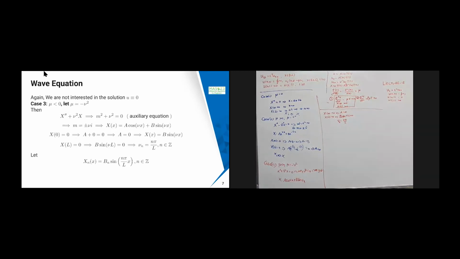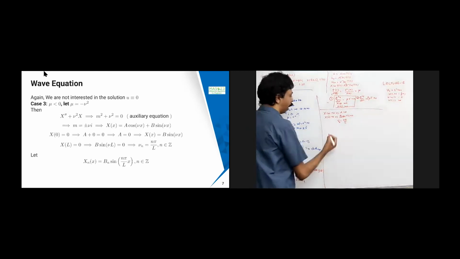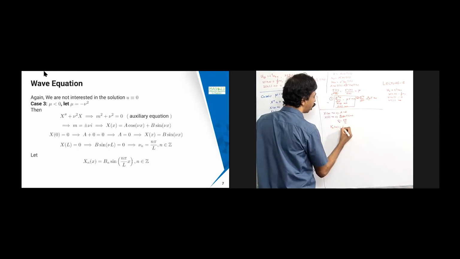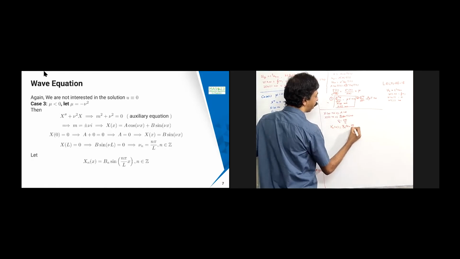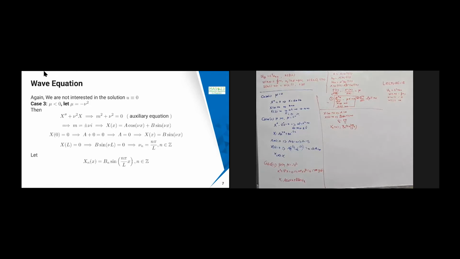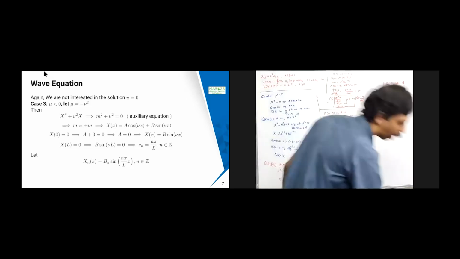So what I am going to get is X_n(x) = B_n sin(nπx/L). This is going to be my solution. If I use this, you are going to solve this problem. This is nothing but the Sturm-Liouville problem we have already seen. So again and again we are solving that same problem only. X_n(x) = B_n sin(nπx/L), where n belongs to Z.